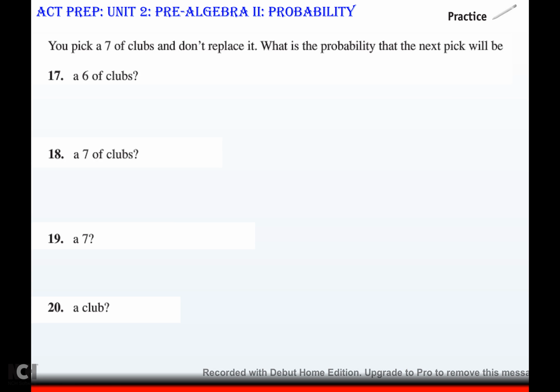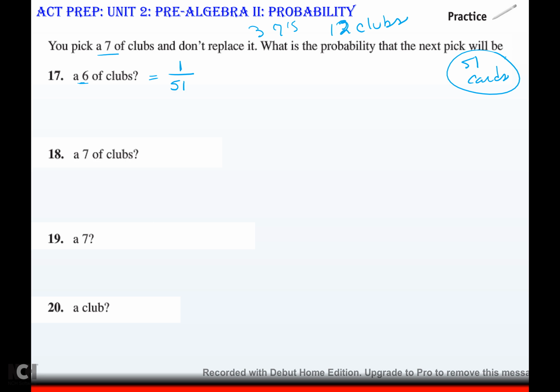Alright. You pick a 7 of clubs and don't replace it. That means there's only 3 7s left now, because you have a 7 out, and there's only 12 clubs left. Okay? So, you take the 7 of clubs out, and that means there's only 51 cards left in the deck when you draw again. So you pick the 7, you don't replace it. What's the probability of the next pick being a 6 of clubs? Well, there still is 1 6 of clubs in the deck, so there's one way to get it, but now there's only 51 cards in the deck because the 7 of clubs is out.